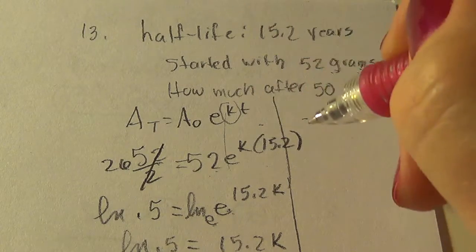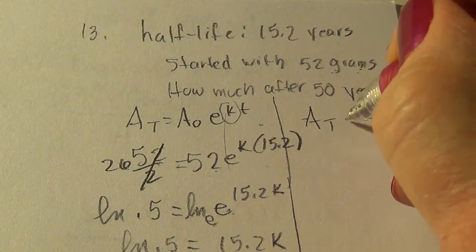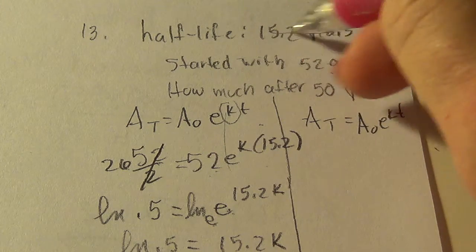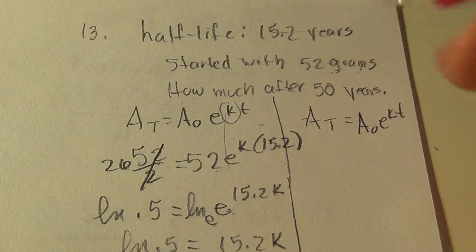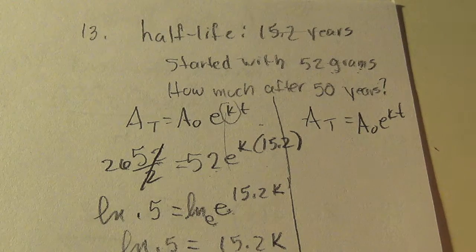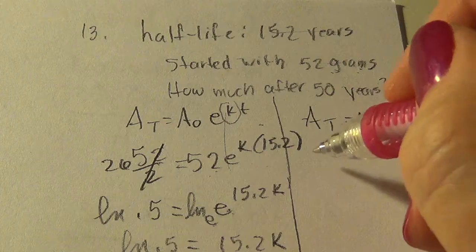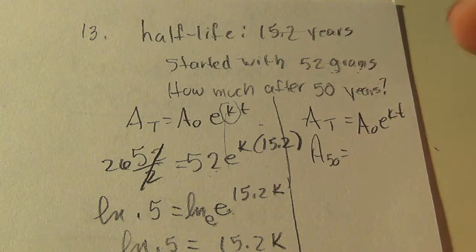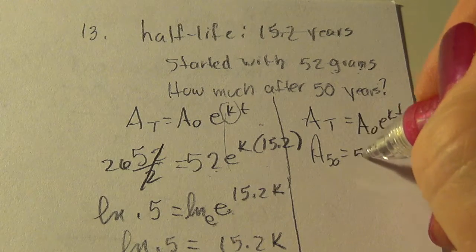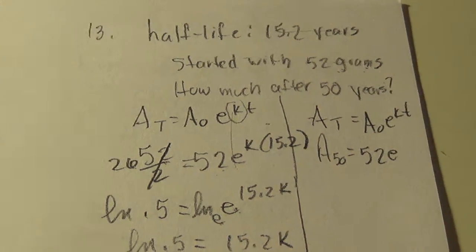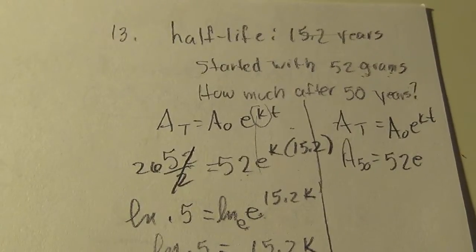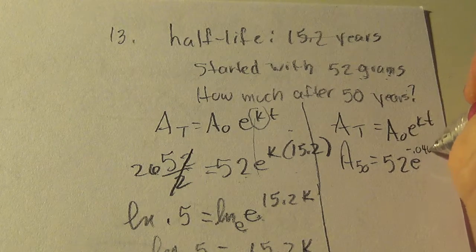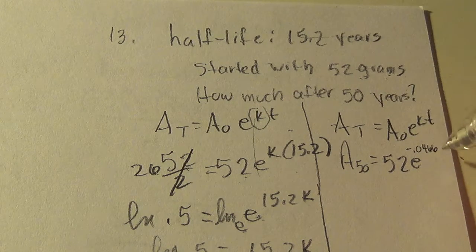Alright, so we're going to go back, start again. Now that we have k from this information, we're going to answer how much after 50 years. So we want the amount in 50 years equals the amount at time 0, which is still 52, e, we know k because it's negative 0.0456, and times t, that's our 50.